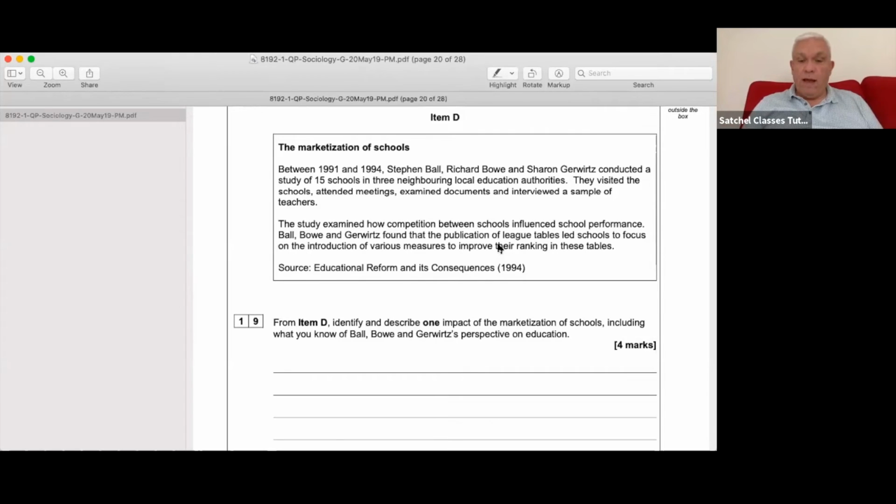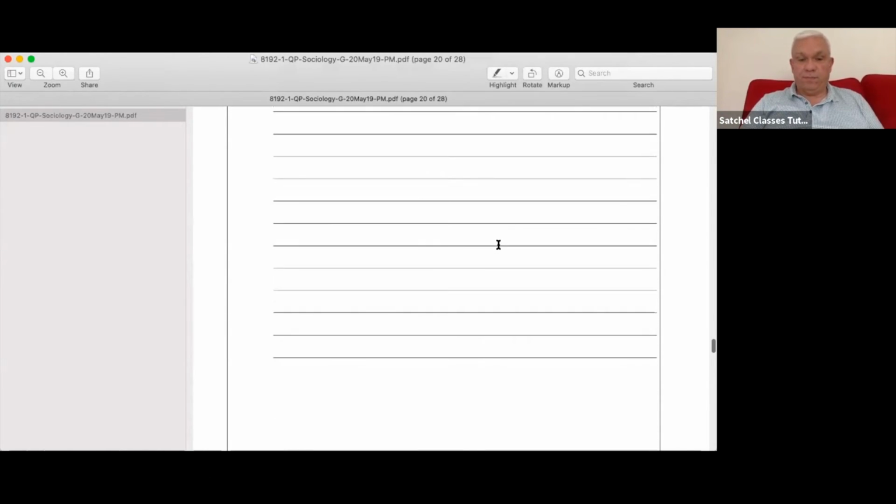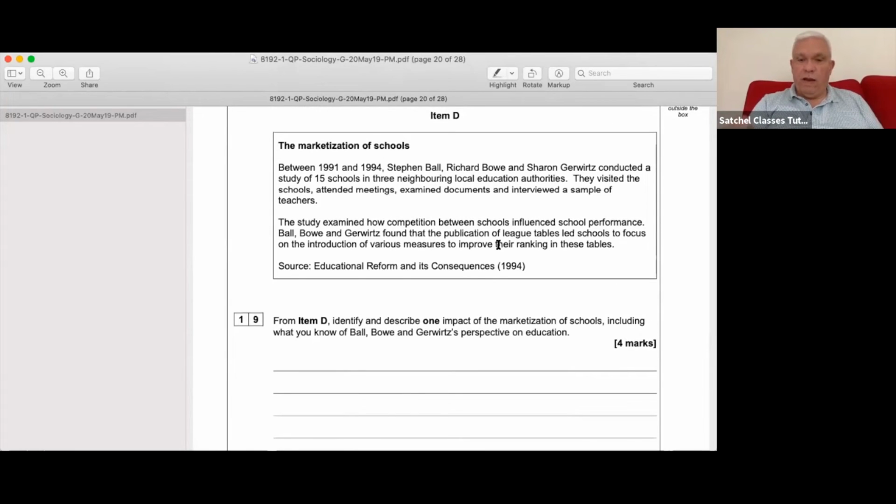And hopefully you'll realise that Bowe and Gewirtz were maybe on the left. I don't know whether or not they're actual Marxists, but they're more on the left politically in their studies. So even if you only pick out the fact that they realised that the introduction of marketisation of schools meant there was competition, they concentrated on their league tables, concentrated on how they could improve, and they would introduce policies and do things like that, which makes them more appealing to parents.